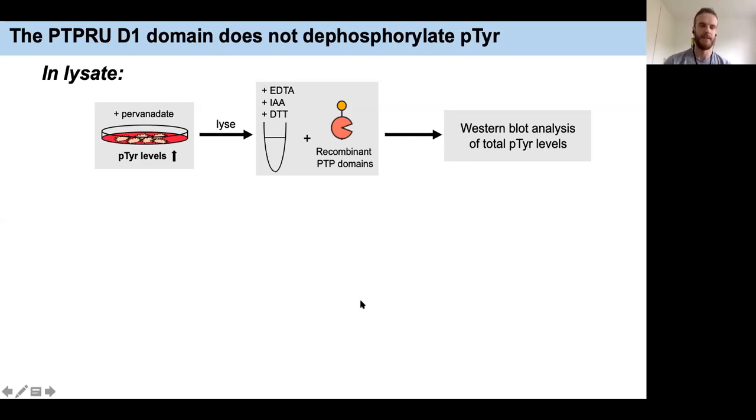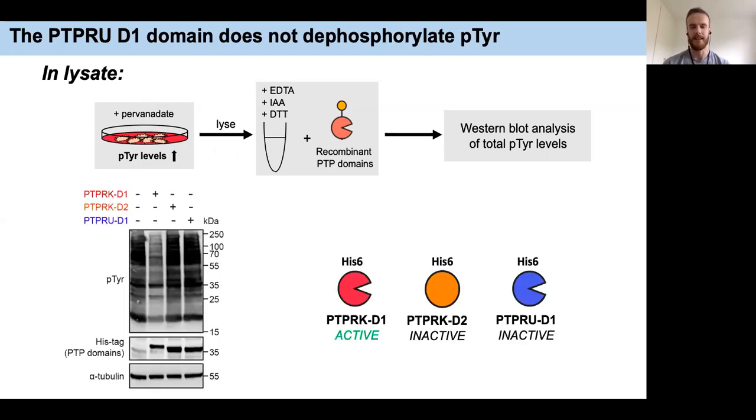To do this, we took MCF10A cells and treated them with pervanadate, which is a potent irreversible tyrosine phosphatase inhibitor, to boost the levels of phosphotyrosine in our cell lysates. Then we take these lysates and incubate them overnight with recombinant PTP domains and do Western blots to assess the total levels of phosphotyrosine. And again, essentially what we find reflects what we saw in our microplate assays.